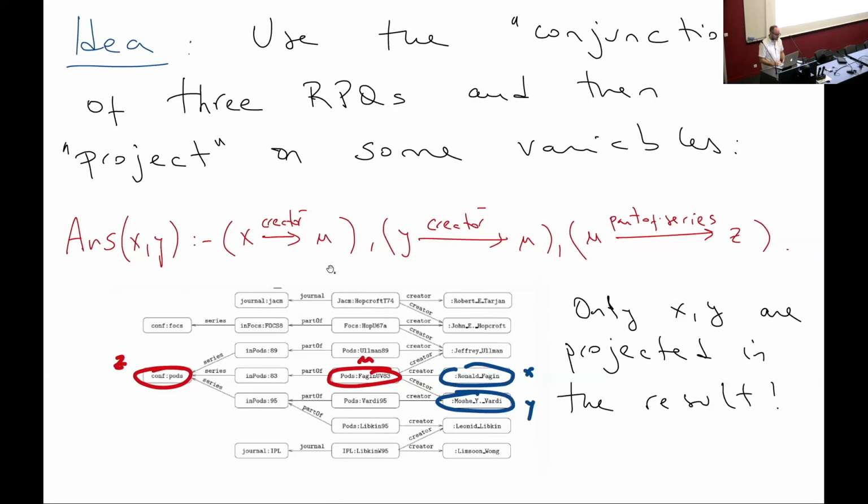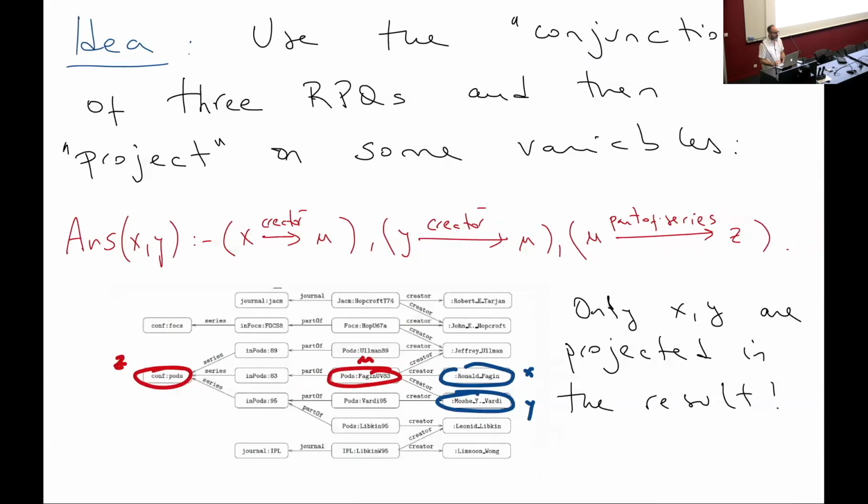So what you want to say is: give me all pairs of nodes, X and Y, such that there exists a U. And when you say this U, you are marking this U, right? So you don't get lost anymore. There exists a U such that, first of all, paper U is a paper that was created by X. The same U was created by Y. And then there is an outgoing path from U, which is labeled part of series. And this tells us that it's a conference.